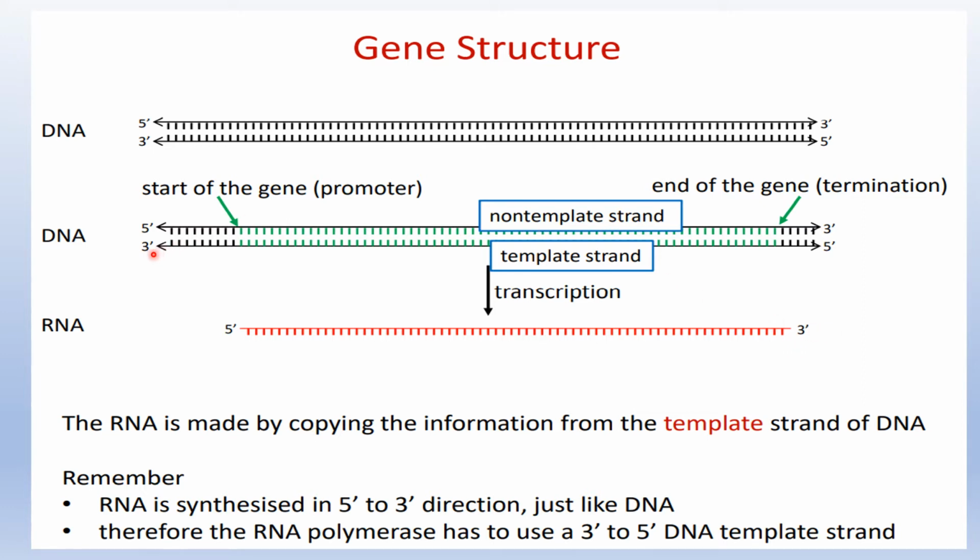See, the RNA is making a copy based on the DNA template strand, and this template strand is in 3 to 5 prime direction, so that RNA will form in 5 to 3 prime direction.